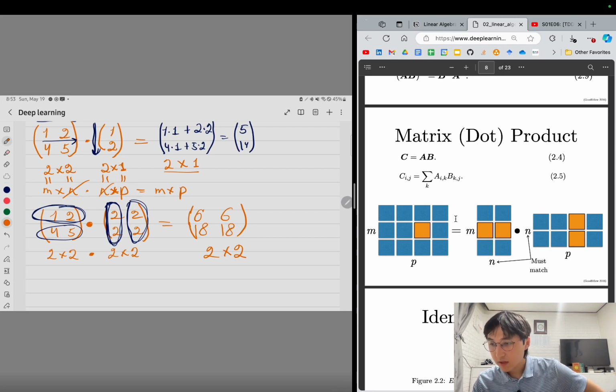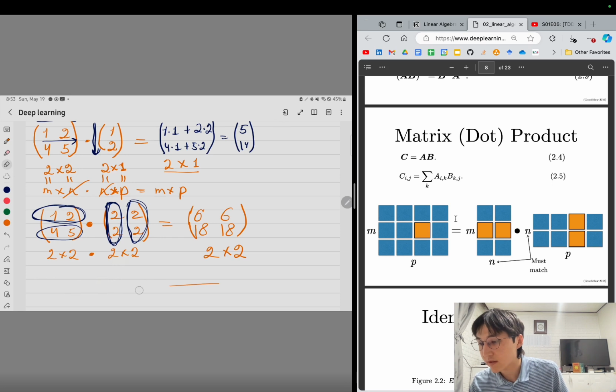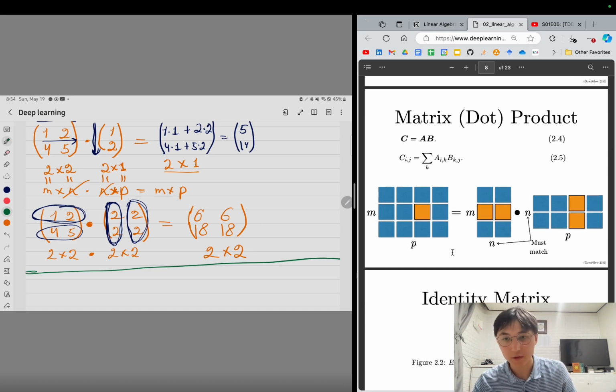Multiplication is another thing. If we do multiplication, 1, 2, 4, 5 multiplied by 2, 2, 2, 2, we will multiply this one by this one, this one by this one, this one by this one, this one by this one. But it's not useful, and it's not what we are looking for. Sometimes people misunderstand these things, but we should clearly differentiate between dot product and matrix multiplication. That's about the matrix dot product.